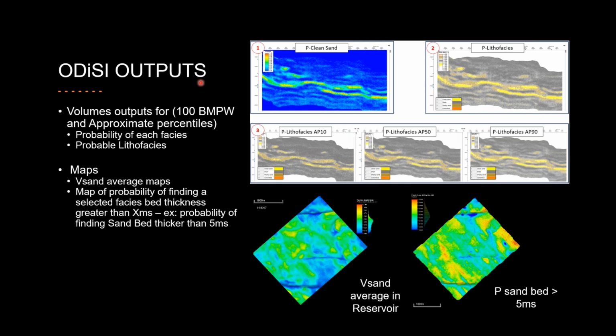Another type I find very useful is the map of probability of finding a selected facies bed thickness greater than X milliseconds. In a recent project, we created a V-sand average map for the main reservoir and a map of sand bed greater than 10 milliseconds. In one area, the average V-sand was quite high, but the probability of finding sand bed thicker than 10 milliseconds was very low. This was due to a high probability of finding a lot of thin sand beds where the client expected a thicker and more homogeneous sand.